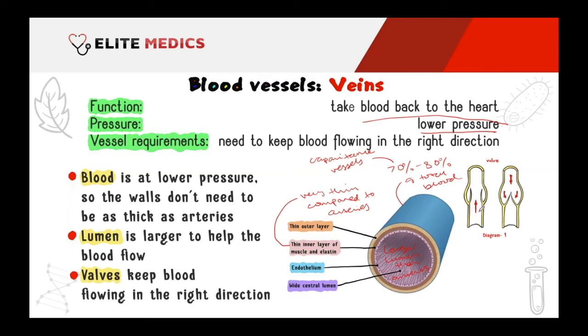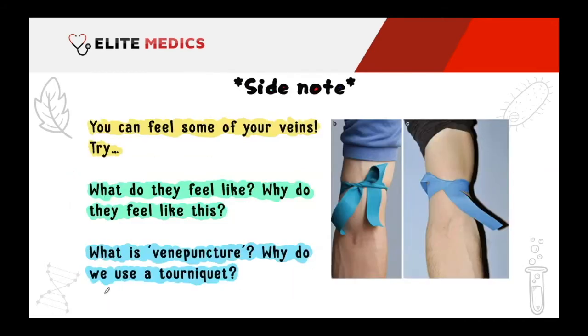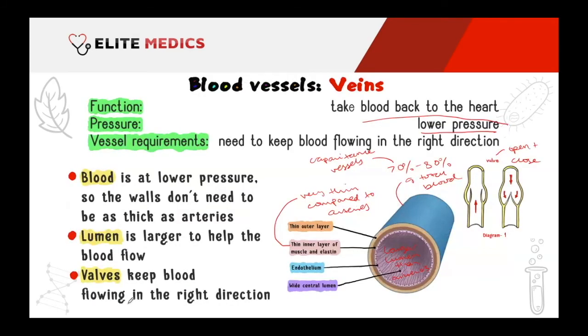So we don't have valves in arteries, but we do have valves in veins. So valves open and close. Again, I'm sorry that it's quite small. So these valves open and close in order to control the flow of blood. So valves keep blood flowing in the right direction, okay?